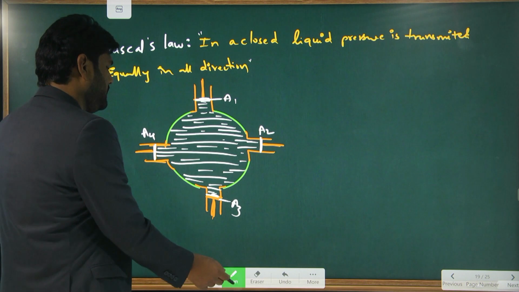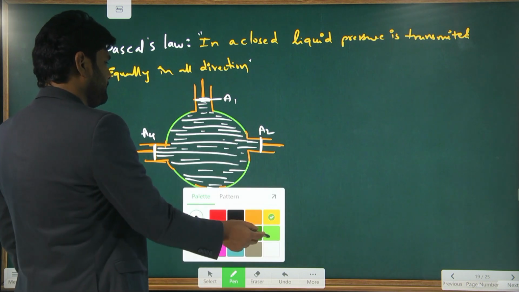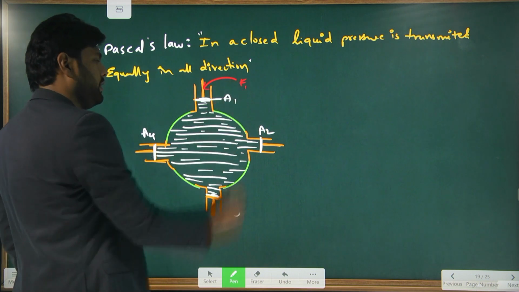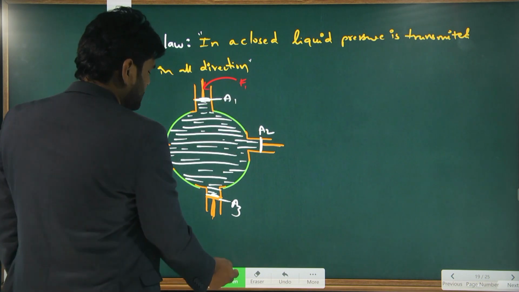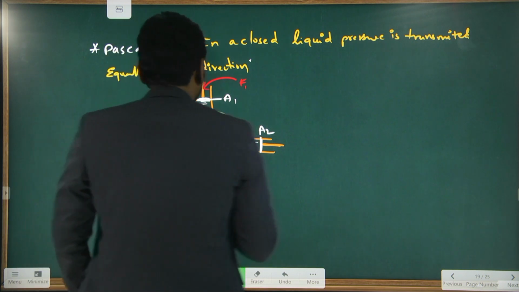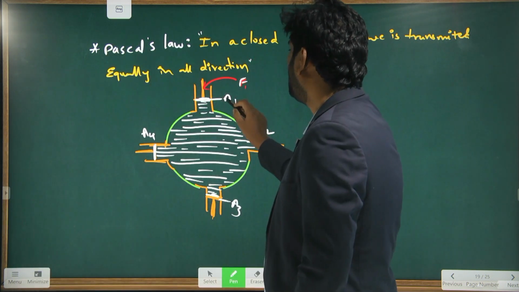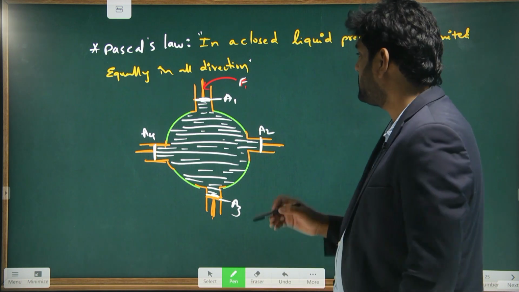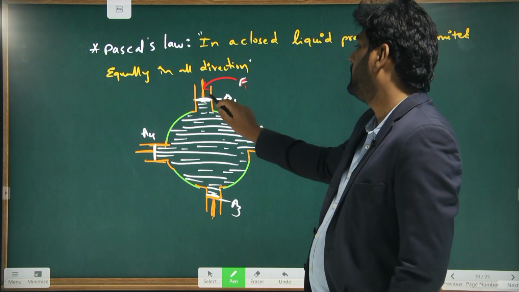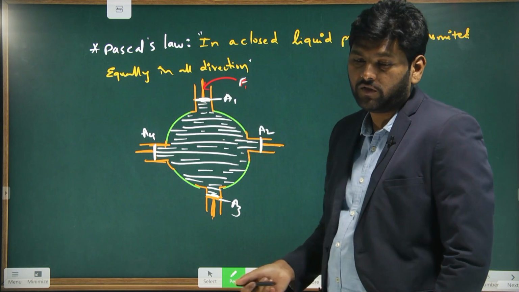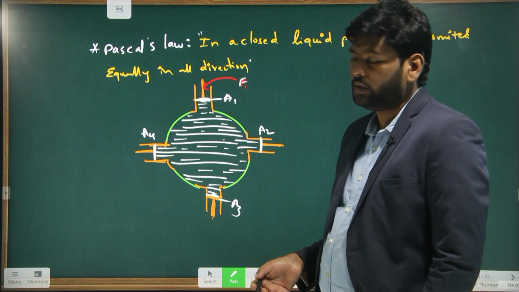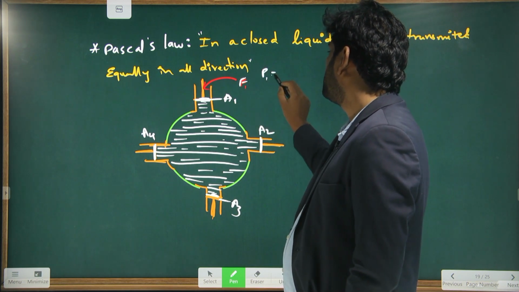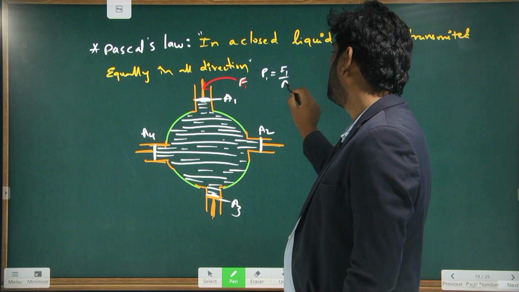Now look at here. I am applying a force F1 here. When I am applying the force F1 across this piston, this force is acting on this A1 area. So what is going to happen? Some pressure is exerted. How much is the pressure exerted here? By using the formula for pressure, find out. Pressure exerted here, P1, is equal to F1 by A1.